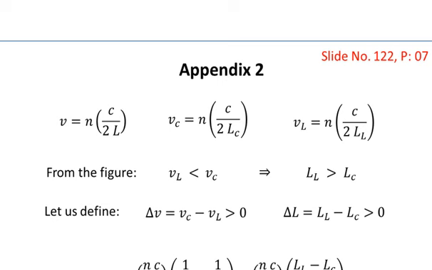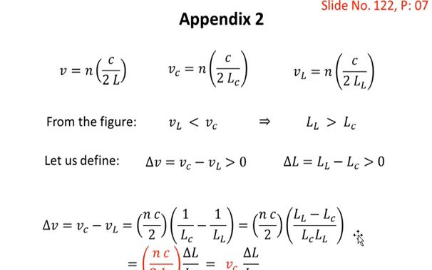From the figure, you can see that nu C is greater than nu L. Correspondingly, comparing the denominators, we can see that LL is greater than LC, as evident from the above two relationships. So let us define delta nu as the change or the shift in frequency, nu C minus nu L. It is a positive quantity. And delta L is equal to LL minus LC, which is greater than 0. We have also taken it as a positive quantity. So in our definition, we have defined delta nu and delta L to be positive quantities.